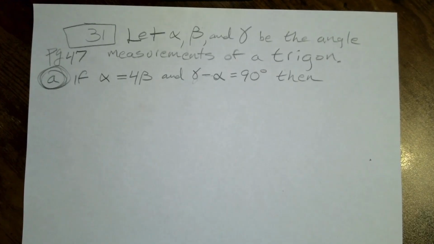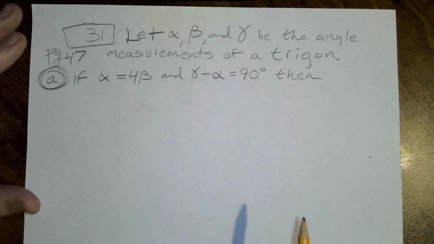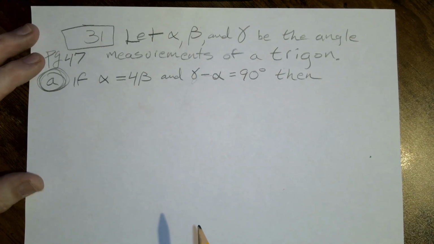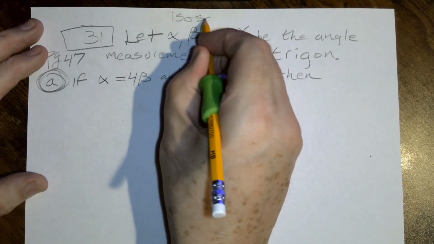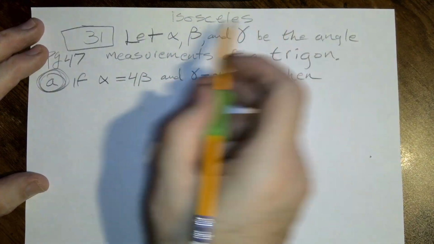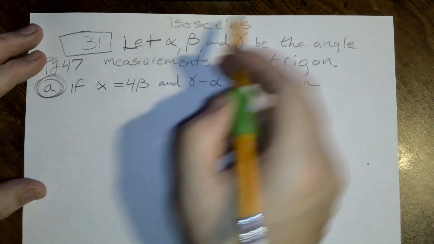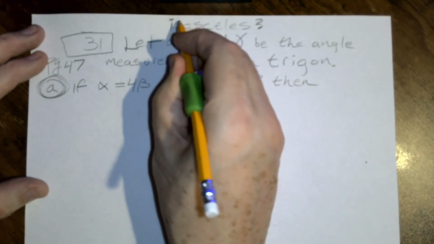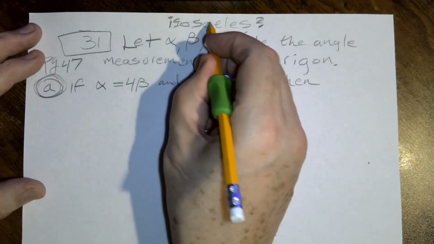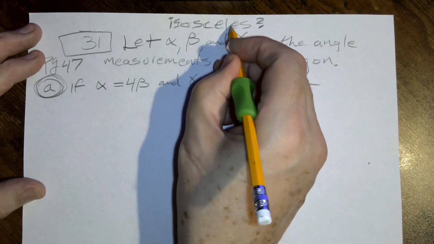If alpha equals 4 beta and gamma minus alpha equals 90 degrees, then what? Their question is basically, can we conclude we're talking about an isosceles triangle? That's the big question. Is it an isosceles trigon?